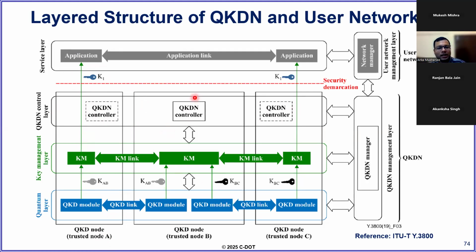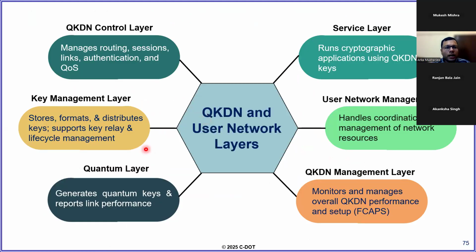So that's how these layers are operating, and each layer has some dedicated functions. Here you can see that the quantum layer is responsible for generating the keys and reporting the link performance. The key management layer stores, formats and distributes the keys. Each key will have some lifetime, because once we supply the key to an application entity, we delete the key, since one key cannot be given to multiple entities. So that's why the key management functionality comes into the picture.